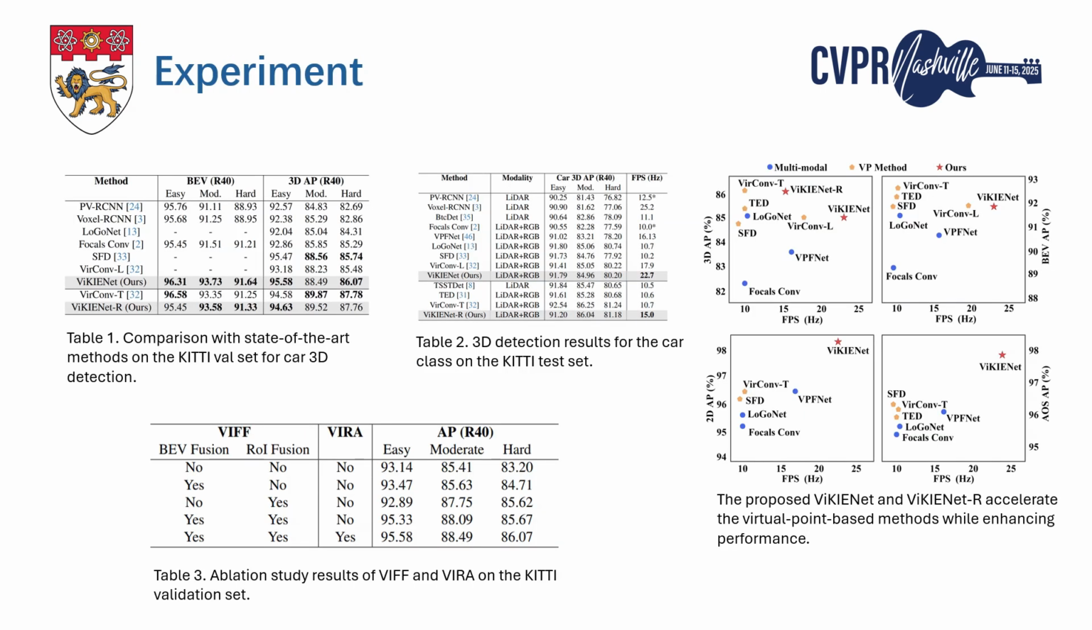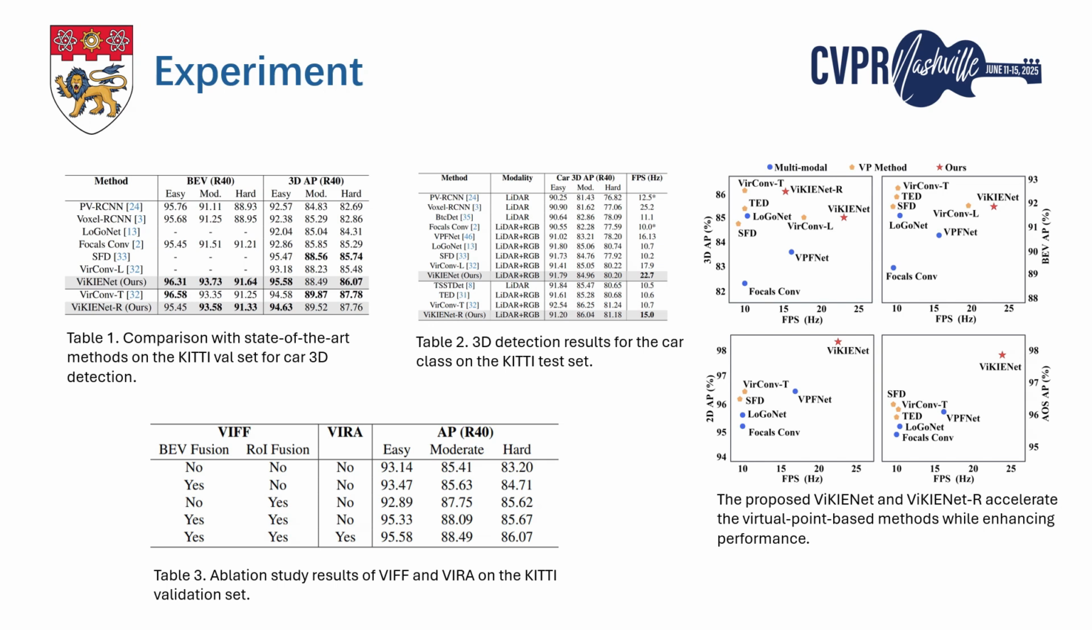Experimental results. We evaluate our proposed ViKIENet on the KITTI dataset, the nuScenes dataset, and the JRDB dataset. On the KITTI dataset, ViKIENet and ViKIENet-R operate at high frame rates while achieving significant improvements in detection performance compared to existing works. Experiment results show that ViKIENet and ViKIENet-R achieve significant improvements in detection performance on the KITTI, JRDB, and nuScenes datasets compared to existing works. As of CVPR submission, ViKIENet ranks first on the car detection and orientation estimation leaderboard, while ViKIENet-R ranks second on the 3D car detection leaderboard.